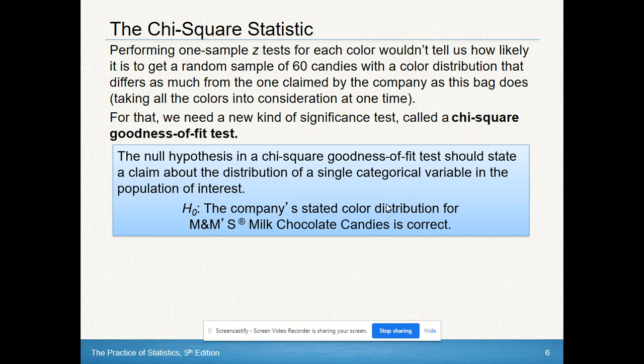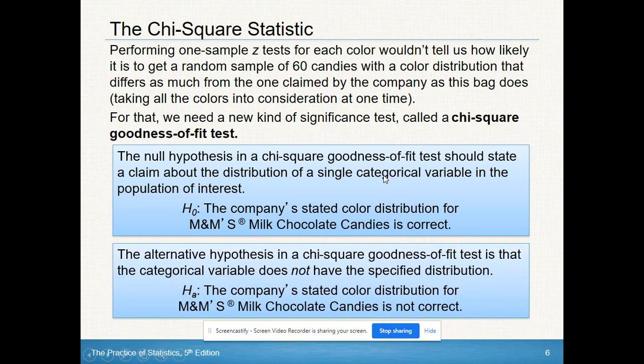So the way it works is, first of all, when you're doing your hypotheses, you tend to write them as a sentence. So in this case, the null hypothesis would look like this. The company's stated color distribution for M&M's milk chocolate candies is correct. So that kind of takes everything into account. Basically, what they stated for all the different color proportions is correct. So that means the alternative one is that, hey, it's not correct. The company's stated color distribution for the M&Ms is not correct. So that's pretty much what it's going to be like most of the time.